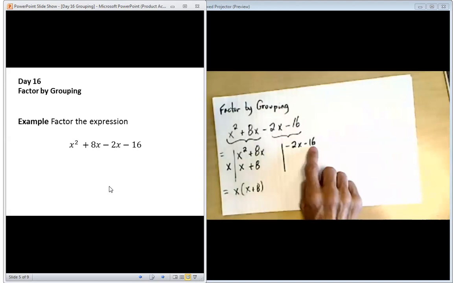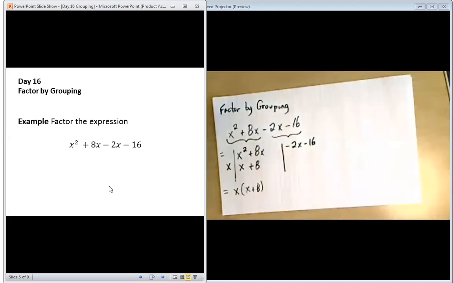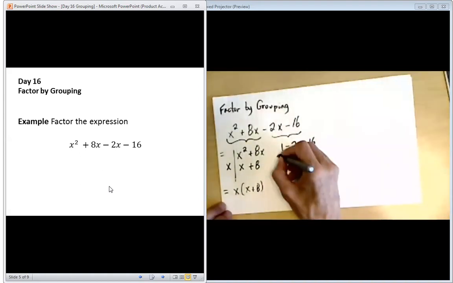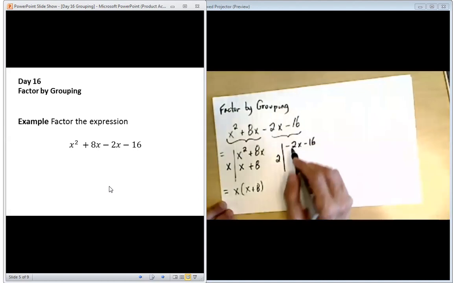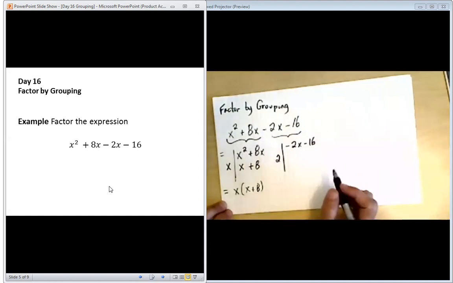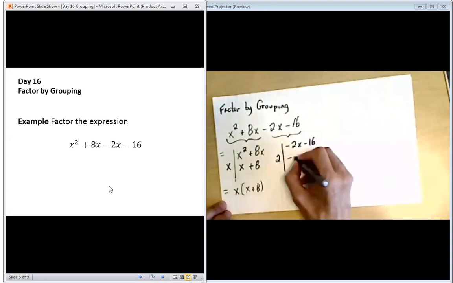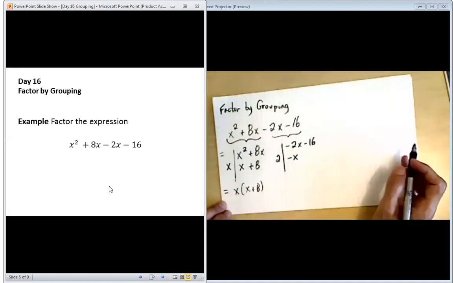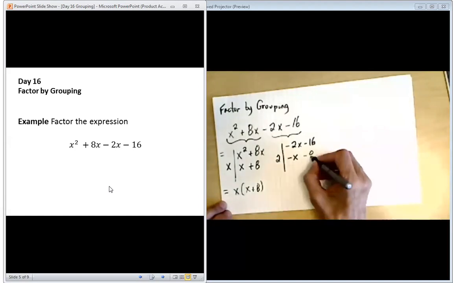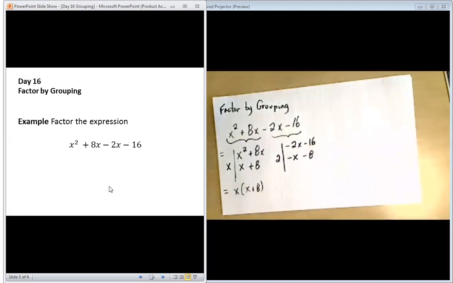Eight goes into 16, but not into there, right? You can check. 2 doesn't divide by 3. 2 works, right? So 2 divides into both of those. What's negative 2x divided by 2? Minus x, just like that. And then minus 16 divided by 2? Minus 8. Perfect. So now, this is a little different for this question.